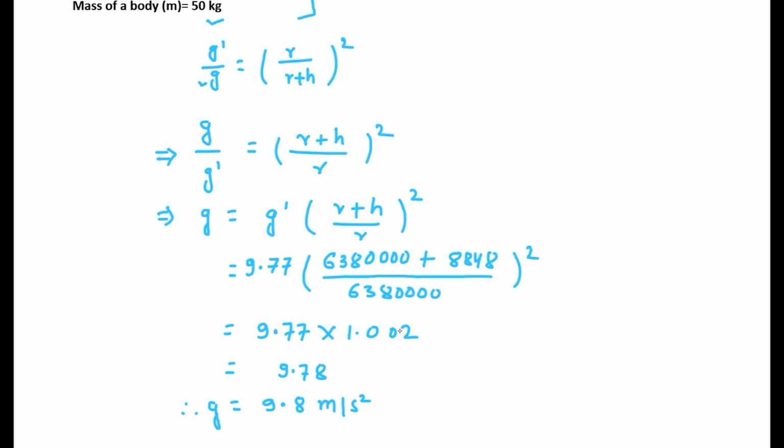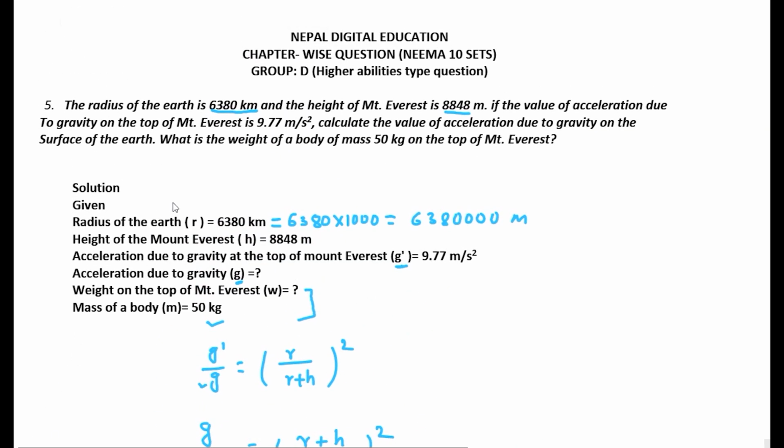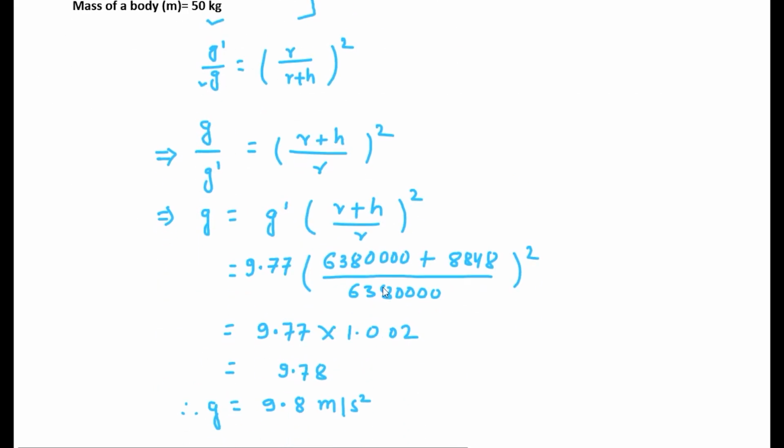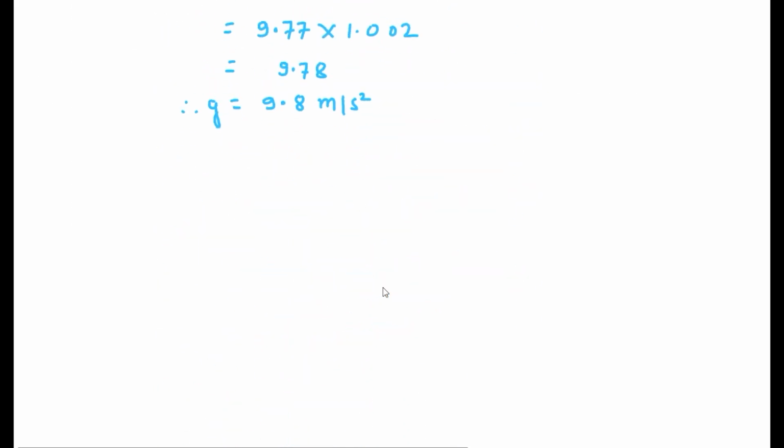But in the second case, we have the mass of the body 50 kg, and we have to find the weight of the body on the top of Mount Everest. So on the top of Mount Everest, g dash is 9.77, and we know that weight equal to mg. So mass is given 50 kg.